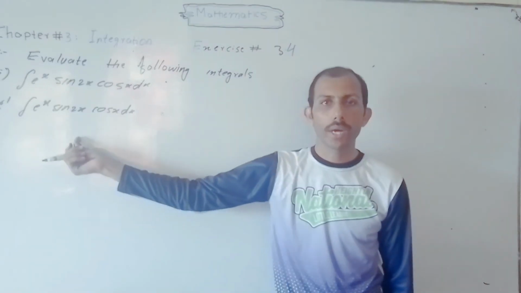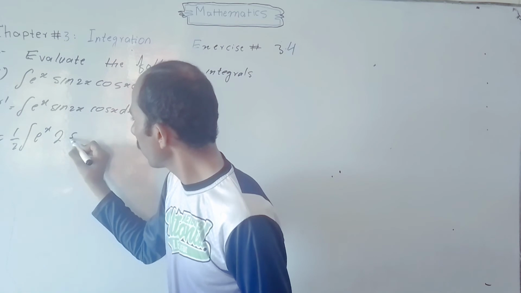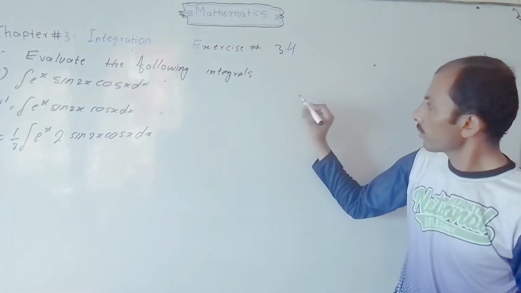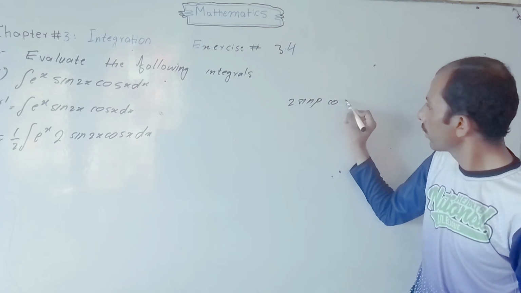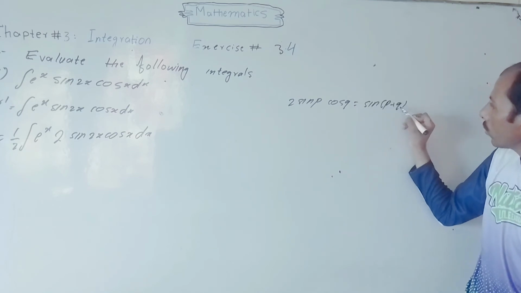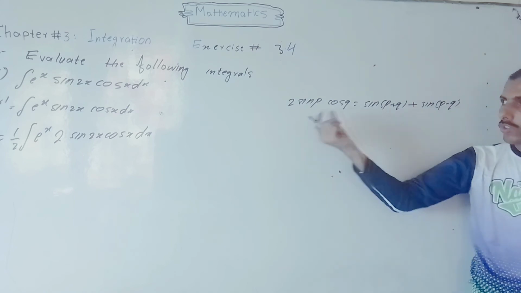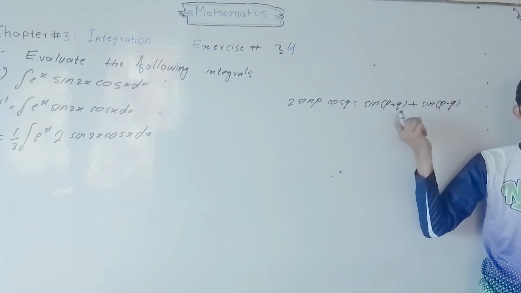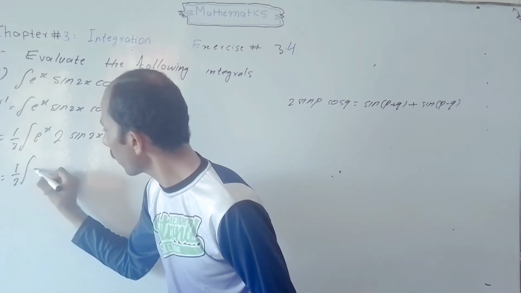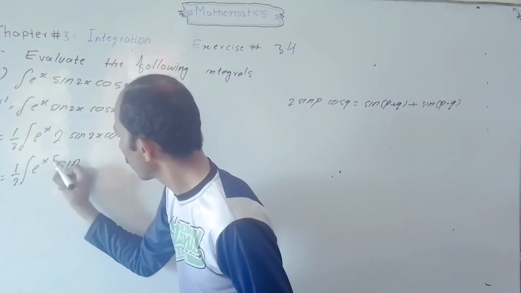So multiplying and dividing by 2, it is equal to 1 divided by 2 integral e^x into 2 sin 2x cos x dx. Dear students, the formula 2 sin p cos q is equal to sin(p plus q) plus sin(p minus q). According to this formula, applying the same, it is equal to 1 divided by 2 integral e^x, so 2 sin p cos q can be written as sin(p plus q).